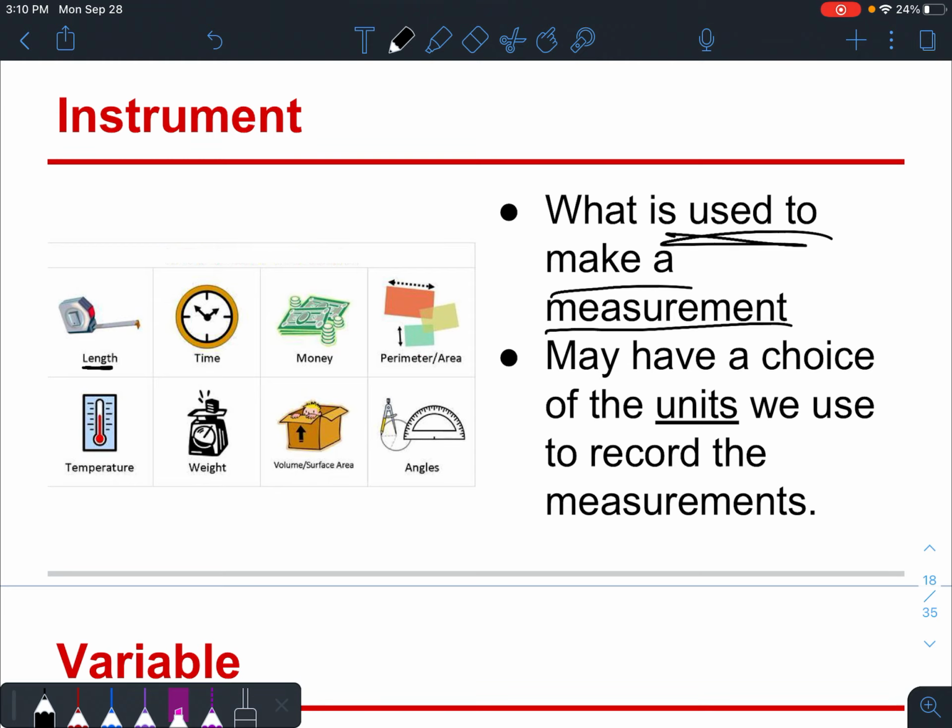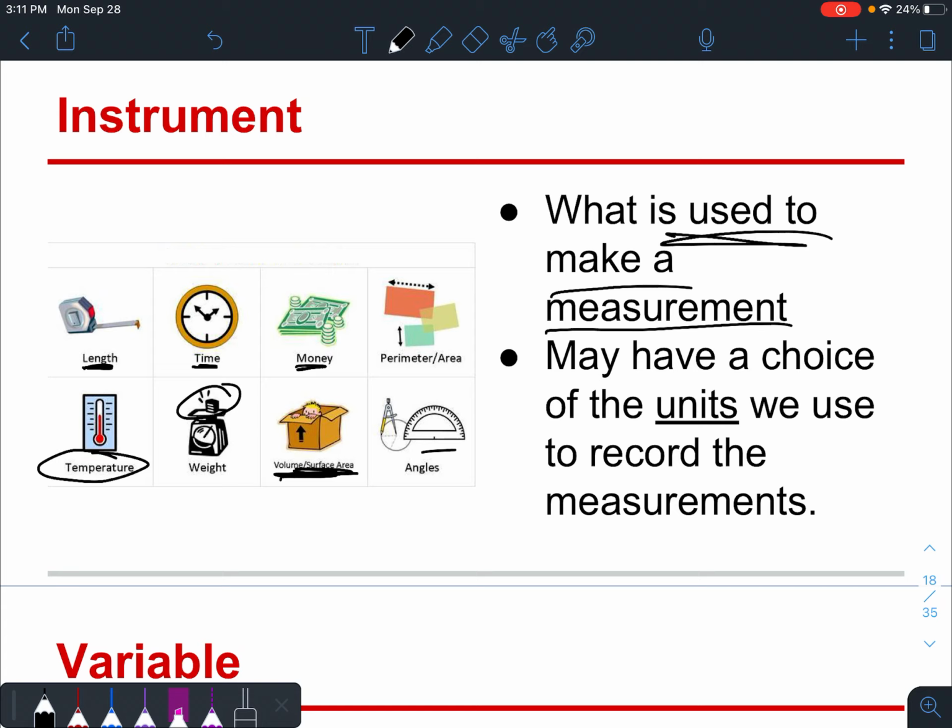Length, you've got tape measures. Time, you've got minutes, seconds, hours, years, and so on. Money, you've got different money that you can count with. Perimeter, area, and you've got your square inches, square feet, all that stuff. Temperature, Fahrenheit, Celsius, Kelvin. Weight, you've got grams, kilograms, pounds. Volume, think three-dimensionally in that case. How much space do we have in something in three dimensions, and then angles. So on top of other things that we have, but here are just some good examples for you to look at.